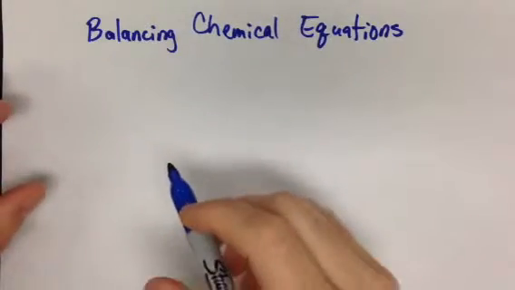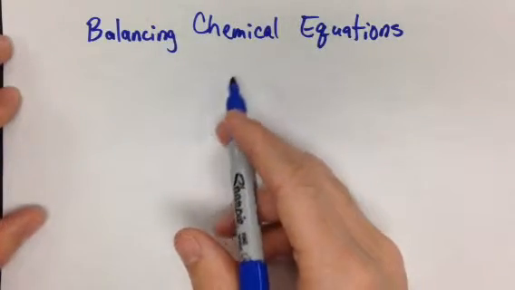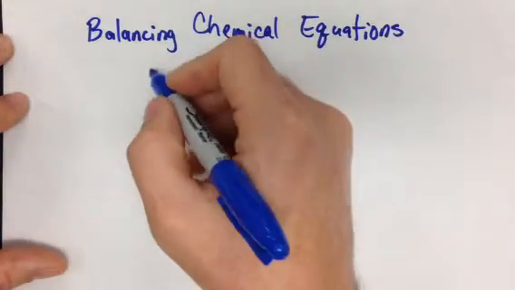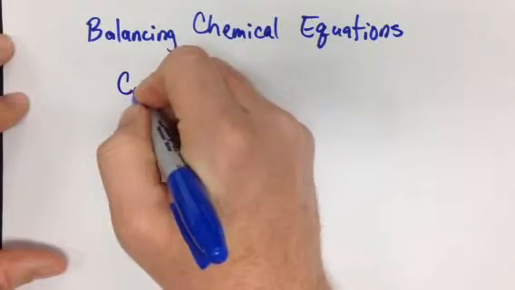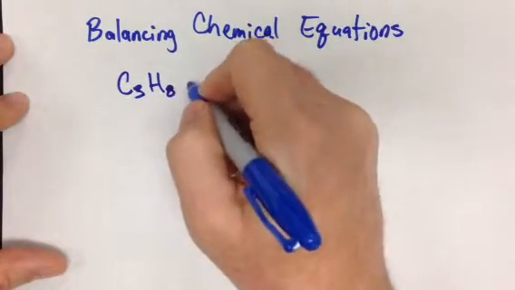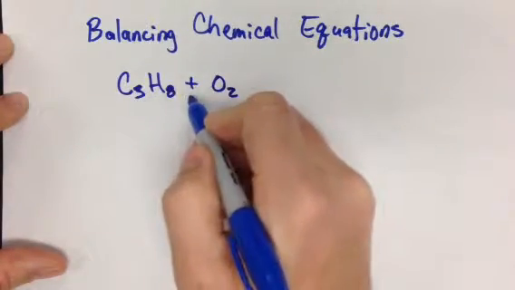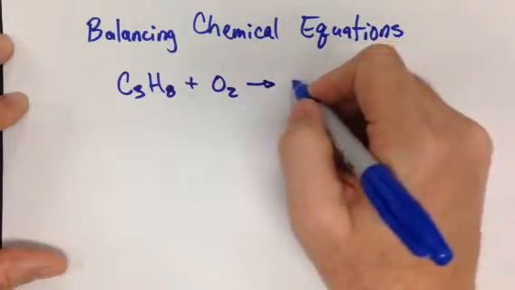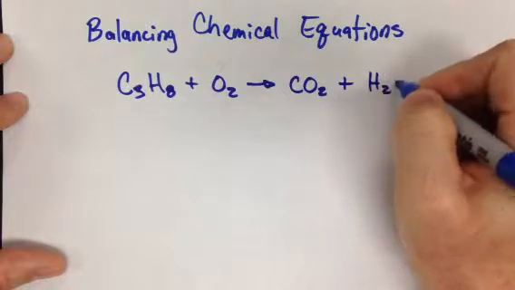Hello, welcome. What I'm going to do for you right now is walk you through how to balance chemical equations. So first we need a sample equation to show you how to do this. The sample equation that we'll balance right now involves propane and the combustion of propane. Propane is C3H8. And when it's a combustion reaction, we'll add oxygen to that. So propane will react with oxygen gas to yield carbon dioxide, CO2, and water, H2O.